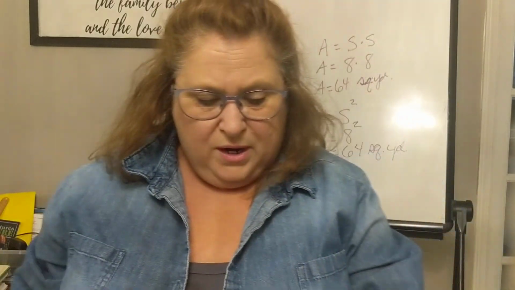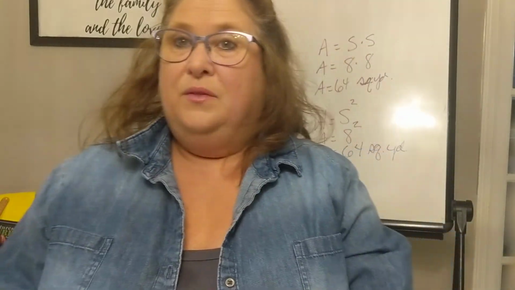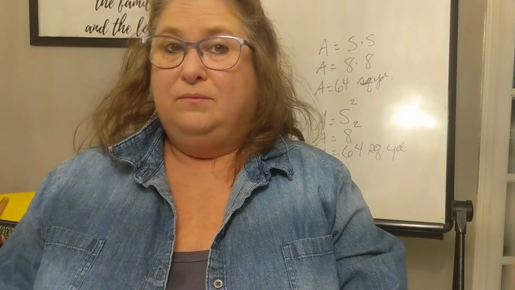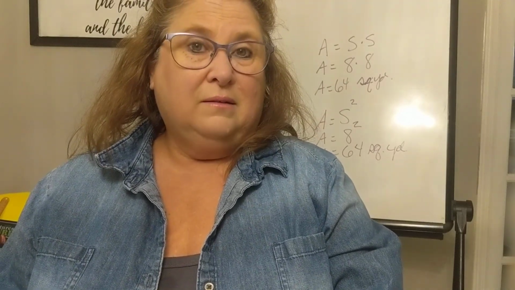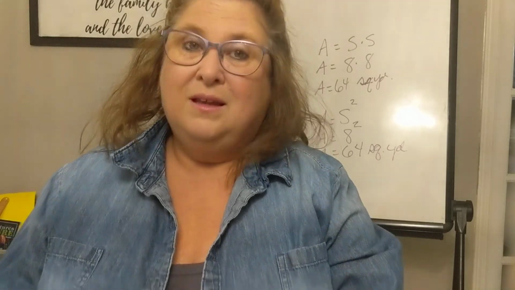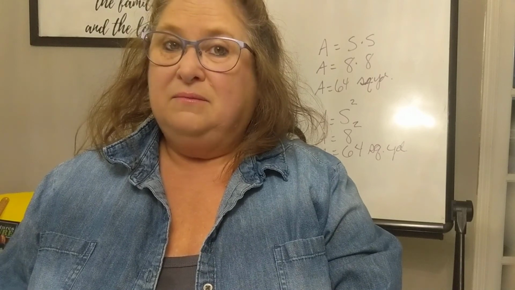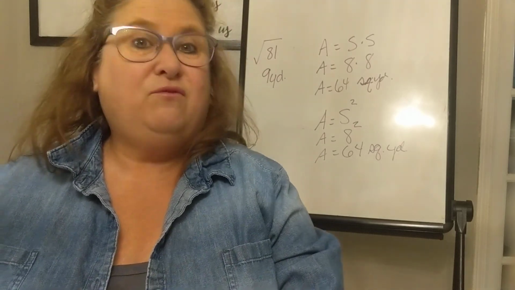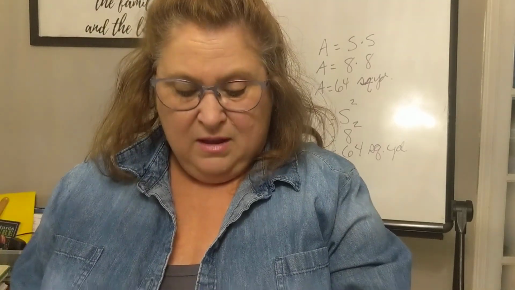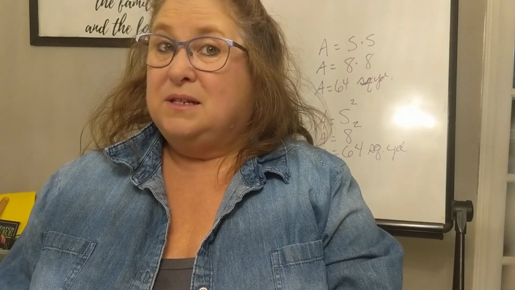So the square root of 1 is 1. The square root of 4 is 2. 2 times 2 is 4. The square root of 9 is 3. 3 times 3 is 9. The square root of 16, 4. 4 times 4 is 16. The square root of 25 is 5. 5 times 5 is 25. The square root of 36, 6. 6 times 6 is 36.